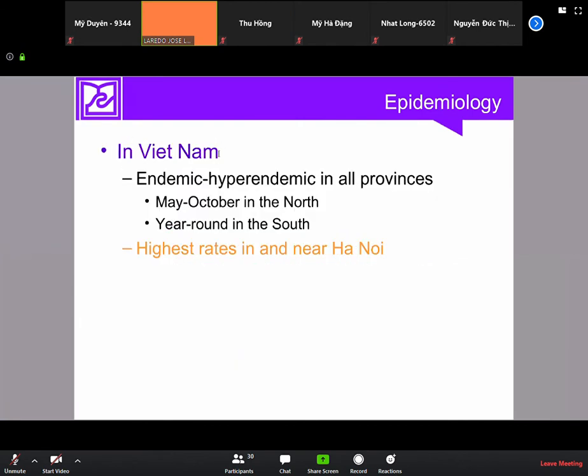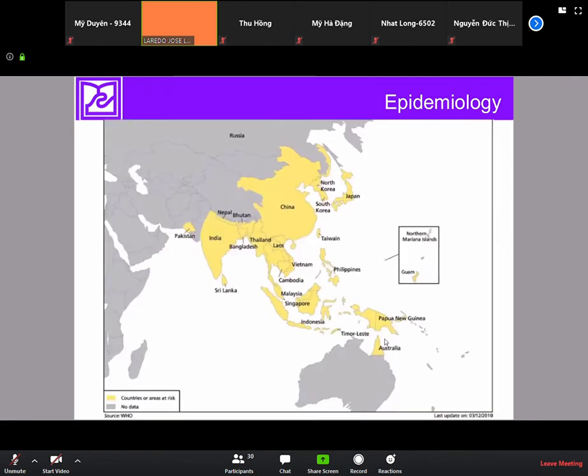What about Vietnam? Japanese encephalitis is found everywhere. Japanese encephalitis is endemic or hyper-endemic in all provinces of Vietnam. Mostly in the north from May to October, so when the weather is warmest. What about in the south? Always, because the south is always hot. Most cases of Japanese encephalitis are found in Hanoi and near Hanoi, but we have it everywhere. These are the countries in Asia where we find Japanese encephalitis virus.